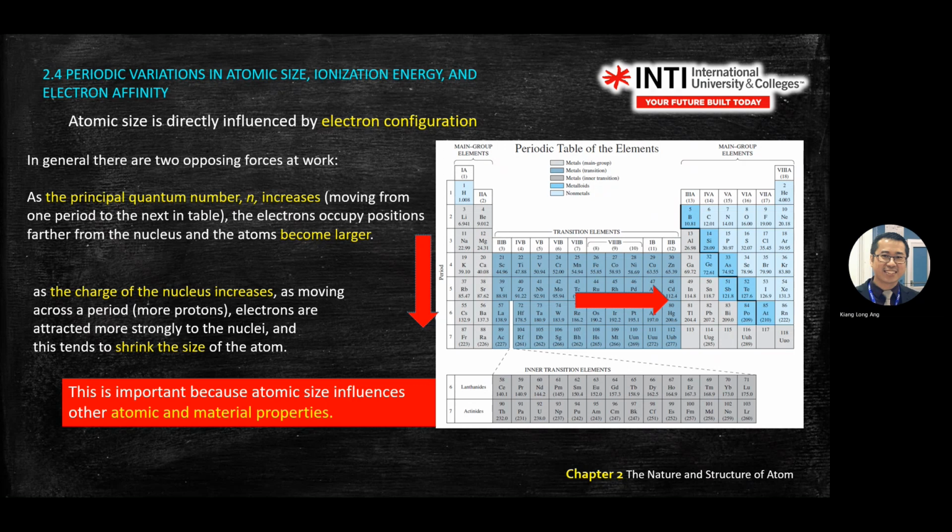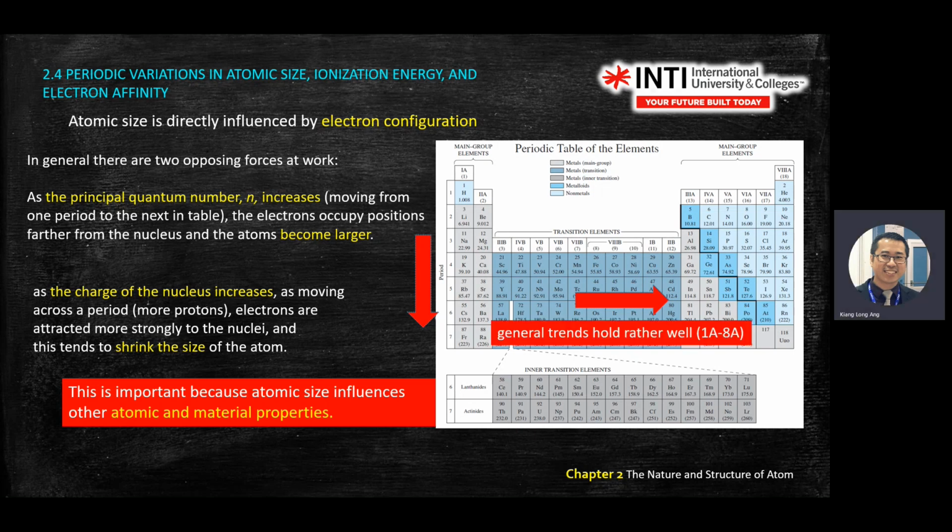The atomic size will influence the mechanical property. That's why engineering material students need to study the periodic table for the mechanical program. Okay, we're almost there.